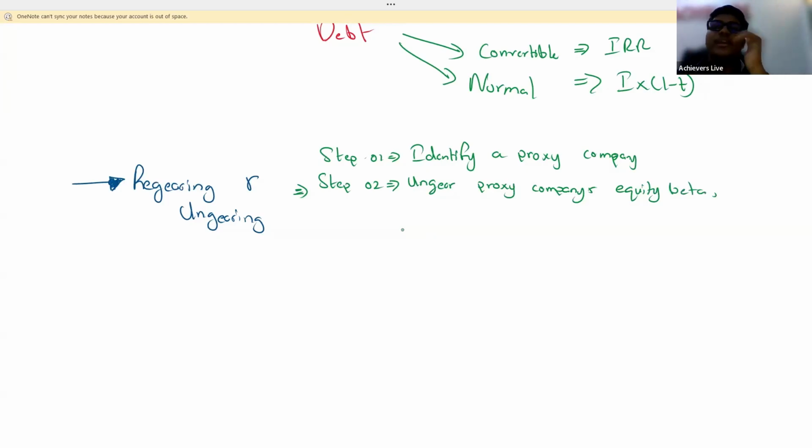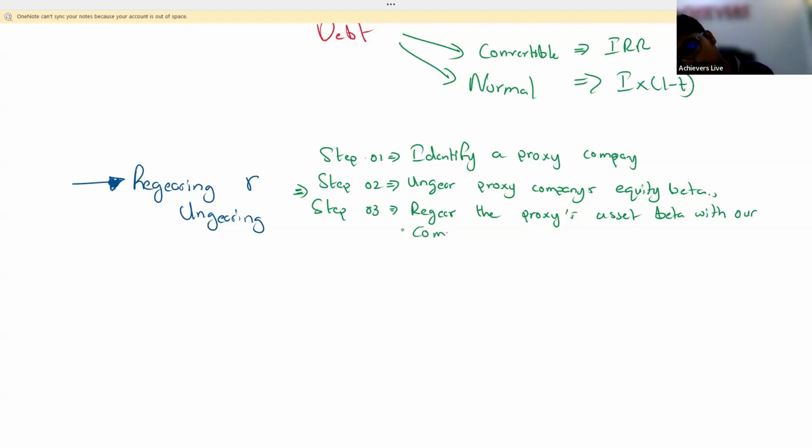Equity beta. What will you get? You will get the asset beta. What does the asset beta represent, guys? Asset beta is representing purely the business. Final step: re-gear the proxy's asset beta with our company's capital structure.